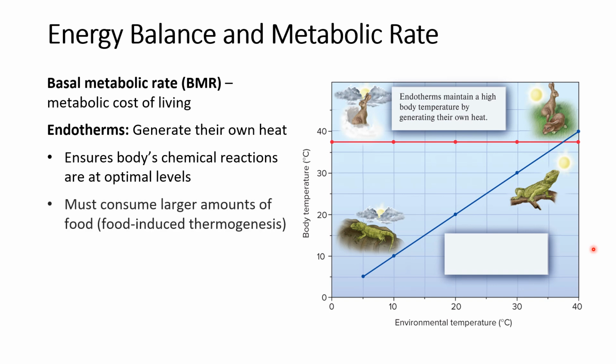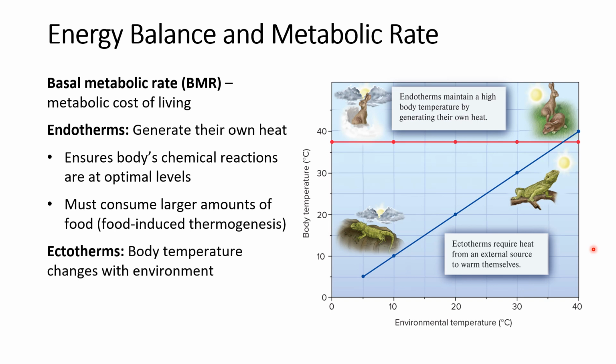But the cost is that they must consume a lot of food because there is this food-induced thermogenesis, meaning they are generating heat from the calories they consume. Now, the other strategy we see here is ectotherms, where body temperature changes with the environment. And so we can see that here with this iguana, right?